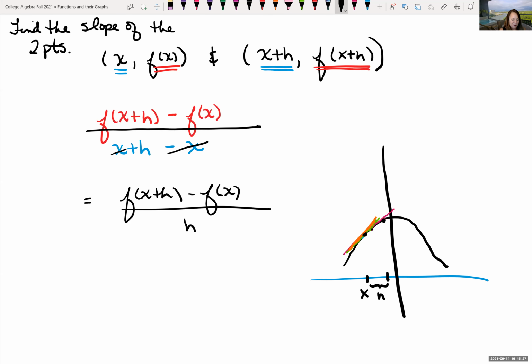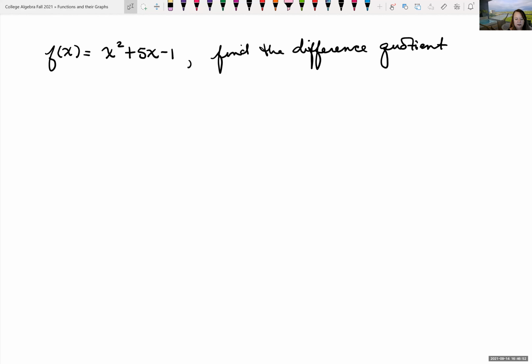So it's not a huge deal if you don't know that, but that's kind of where we're stemming from and why it is so important to get down this difference quotient. Okay, so one more example of the difference quotient, and then we're going to have to stop for today. But we have f of x equals x squared plus 5x minus 1, and we want to find that difference quotient. So again, we want to look at what is f of x plus h minus f of x, and then we're going to put this all over h.